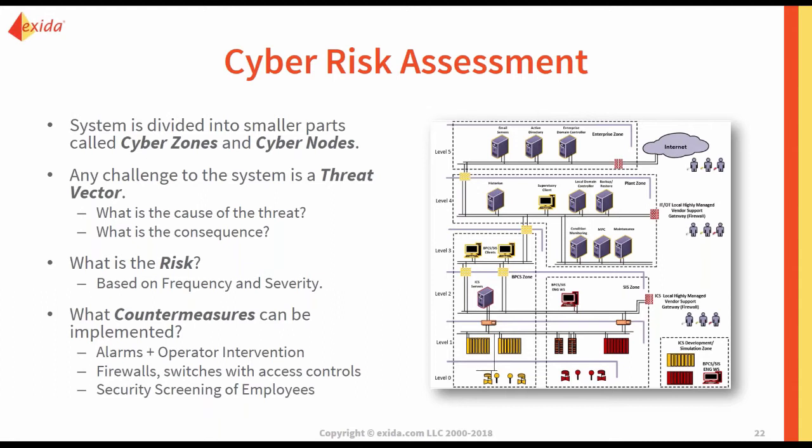Here you want to document what's the cause of the threat and what is the consequence. In this case, you would document what the risk is as well. The risk is based on the frequency of the threat and the severity of the consequence. Once the risk is determined, you can document countermeasures that are present that can be implemented against the risk. So in this case, that might include alarms with operator intervention. You might have firewalls, switches with access controls, and then of course things like physical security, locking down workstations, security screening of employees, things like that.